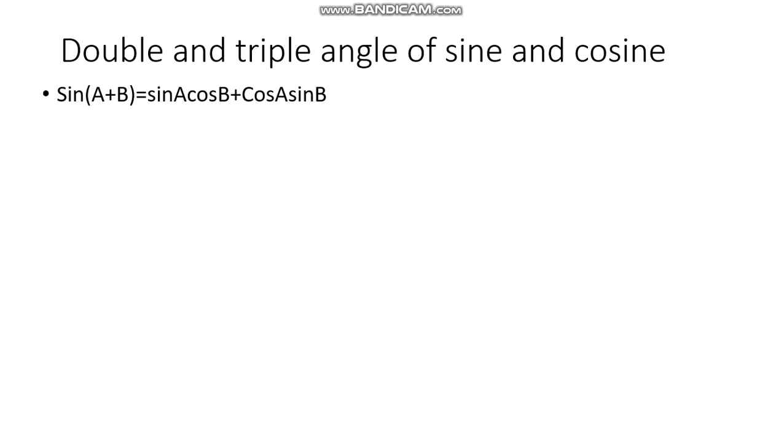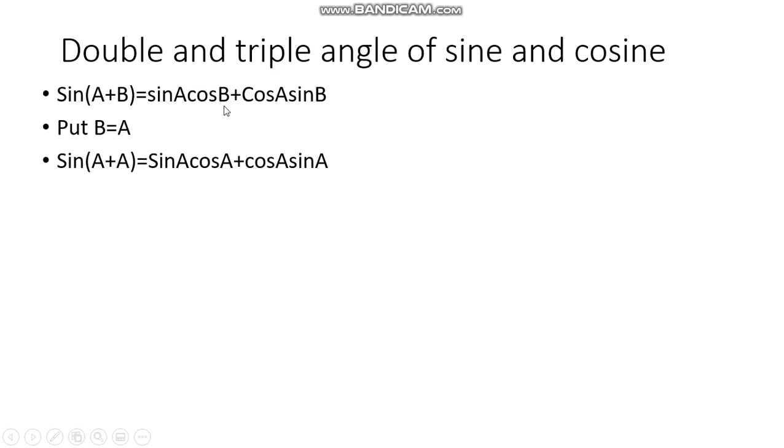How to find them? We know sin(a + b) is sin a cos b + cos a sin b. What is the derivation for that? If you put a in place of b, then what will it become? Sin(a + a), that is the double angle sin 2a, and wherever b is there, I put a: sin a cos a + cos a sin a. This is the same term repeated twice. So finally you will get sin 2a = 2 sin a cos a. So simple. In the formula of sin(a + b), I put b = a.